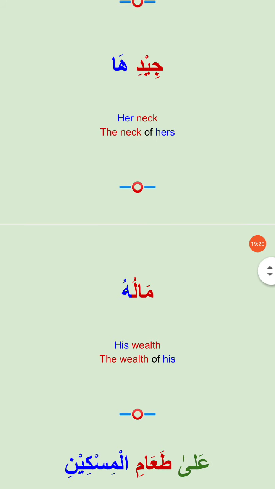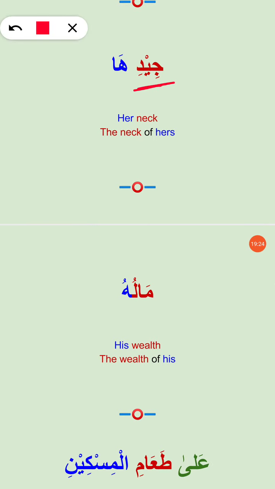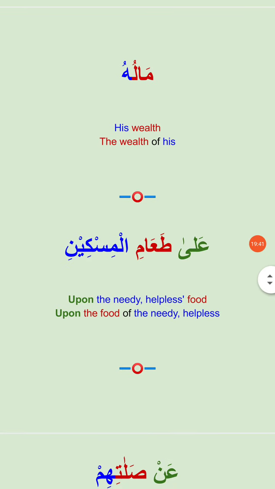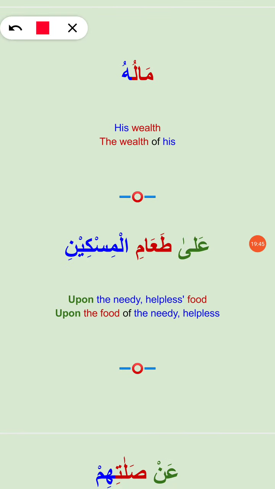Okay, next, jitiha. Jiti is neck, and her neck. Once again, a phrase that I took from Surah Al-Lahab. Her neck, or the neck of hers. Why is it the neck? Because pronouns are marfa. Maluhu, his wealth, or the wealth of his.